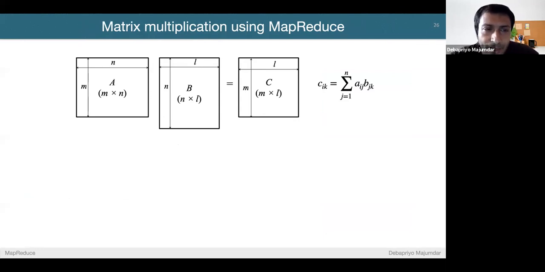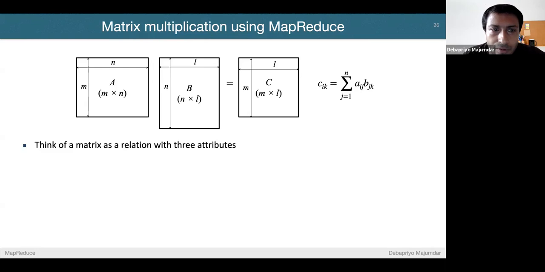So the picture is clear. We have an M cross N matrix, and we want to multiply by an N cross L matrix. And we will get M cross L. So yeah, and the entries of the new matrix C are going to be C_ik, the sum of A_ij B_jk over all j, running from 1 to n, right?